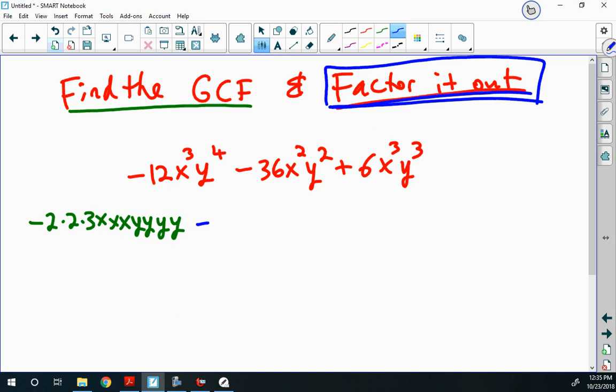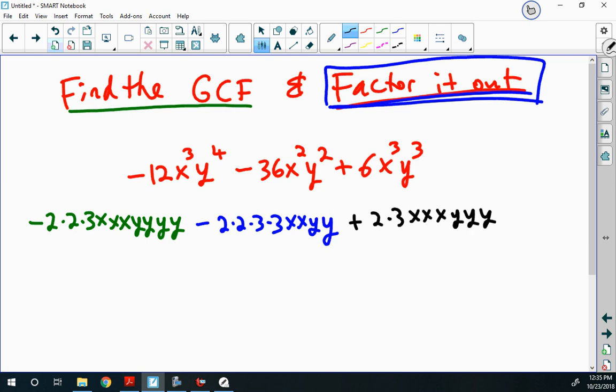The next term then is going to have a minus in it. 36, that's 6 times 6. That's going to be what? 2 times 2 times 3 times 3. And then x, x, y, y. Okay? And then plus 2 times 3, x, x, x, y, y, y. I think having it expanded out like that makes this really foolproof. A foolproof way of finding the GCF. And when you go to factor it out, it's going to make it that much easier.